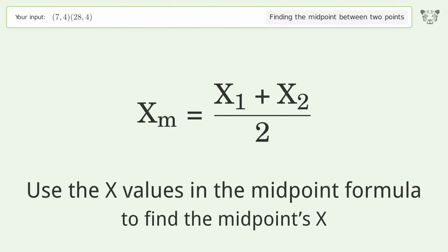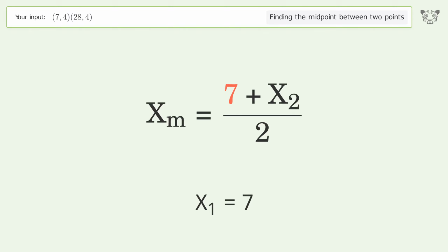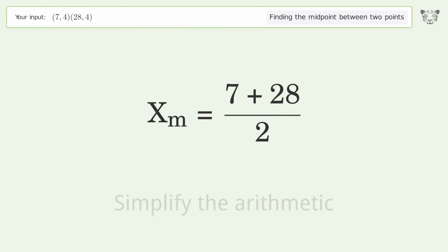Use the x values in the midpoint formula to find the midpoint's x. x1 equals 7. x2 equals 28. Simplify the arithmetic.